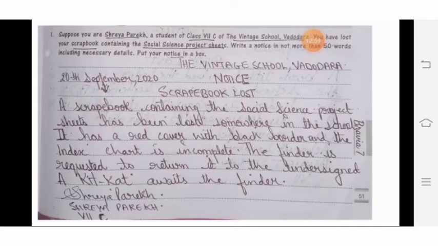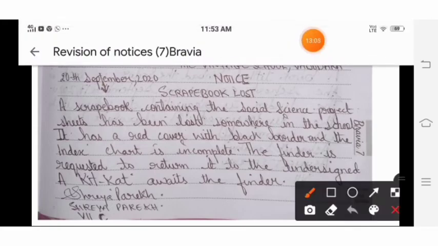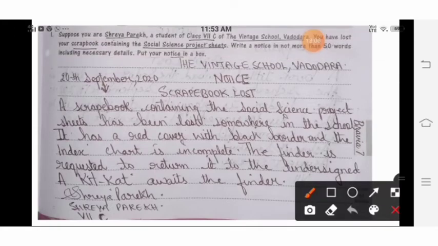Now suppose you are Shreya Parekh. Who you are? You are Shreya Parekh. Right? And you are a student of class 7C. Which school? The Vintage School, Vadodara. Now you have lost your scrapbook containing the social science project. Now what you have to write? You have to write a notice. Not more than 50 words.